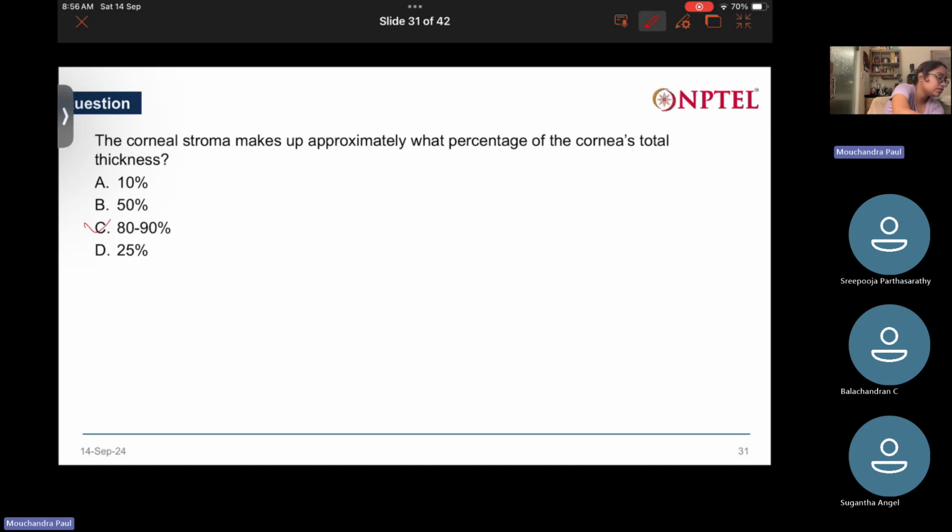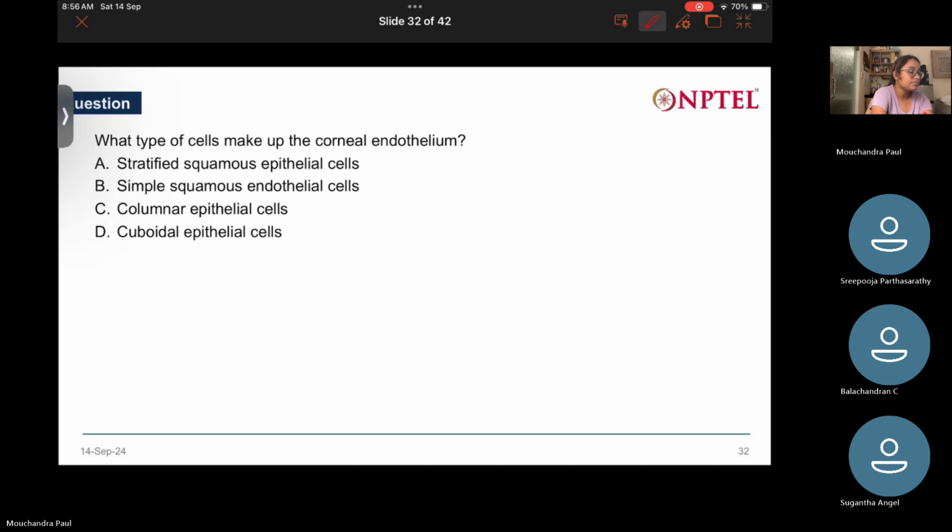C, yes, you're correct. So the thickest portion of the cornea is the stroma. So whichever option seems highest to you, that's correct. Actually, in the lectures they said around 70%, but yeah, 70-80% is fine. That percentage is fine. Then what type of cells make up the corneal endothelium layer?